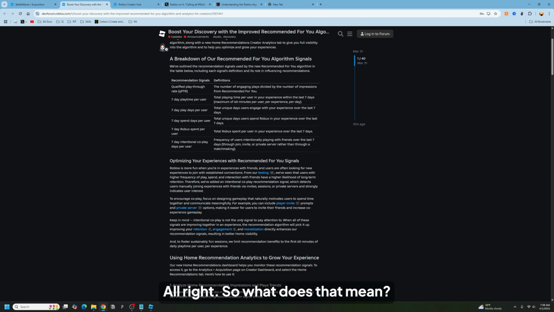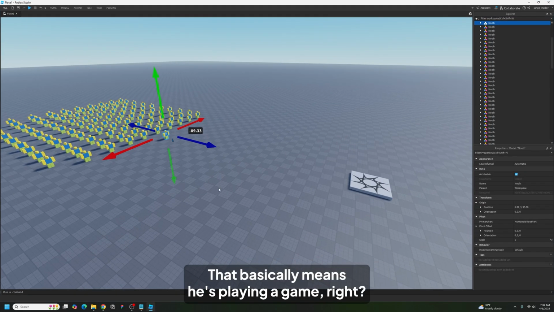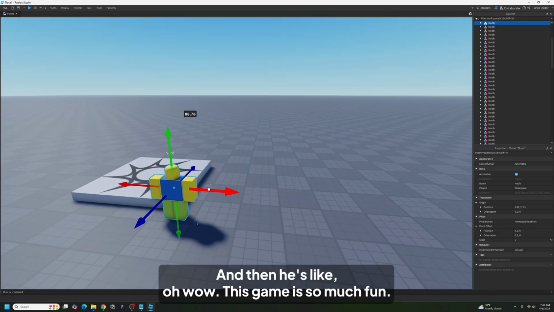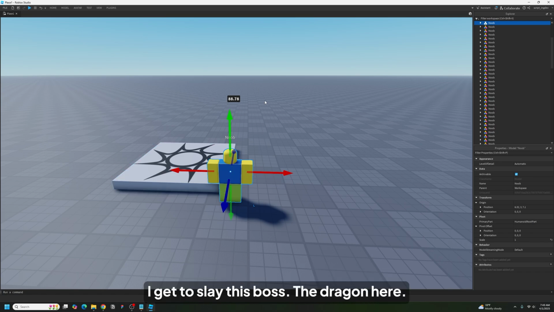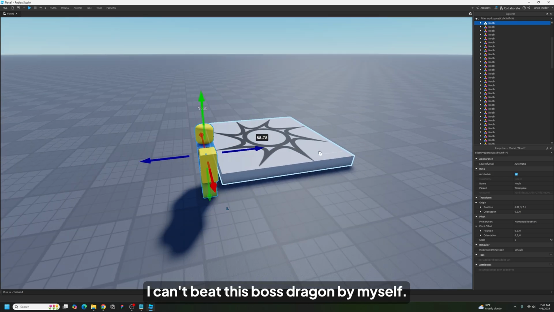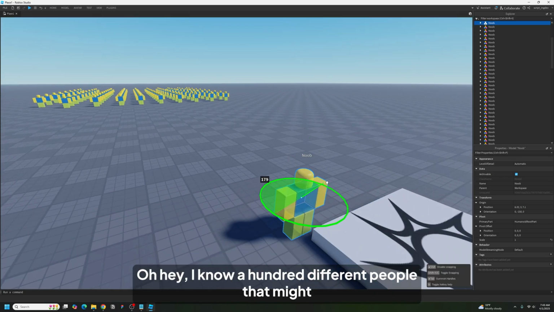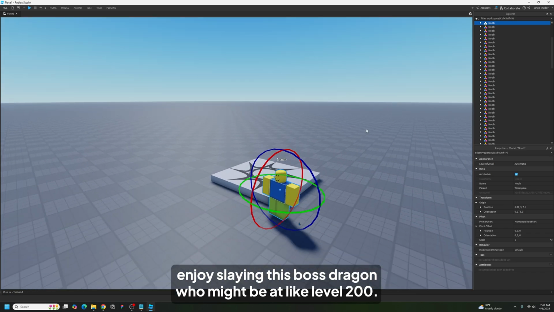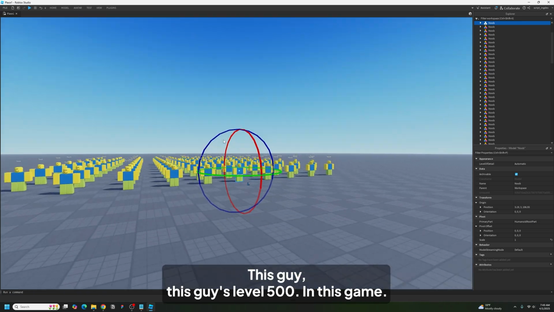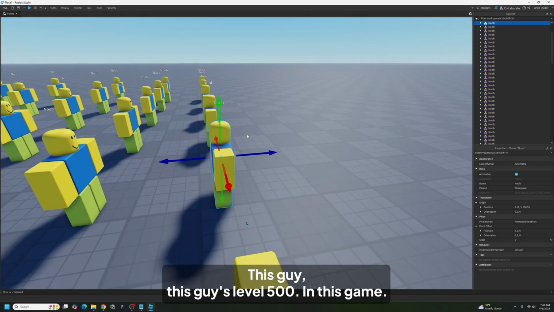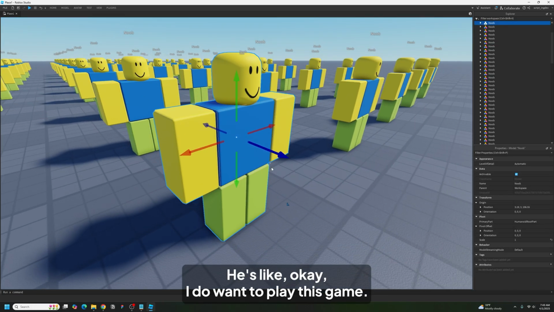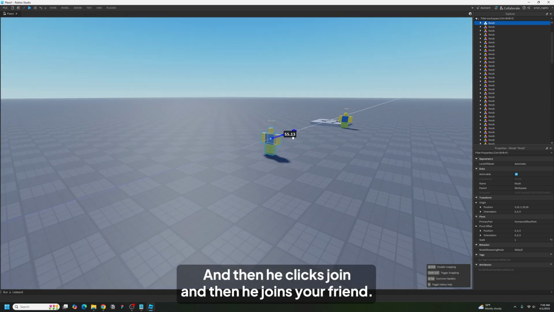All right, so what does that mean? That basically means this guy's playing your game, and then he's like, oh, wow, this game is so much fun. This game has PvP. I get to slay this boss dragon here. Except I'm very weak. I can't beat this boss dragon by myself. Oh, hey, I know 100 different people that might enjoy slaying this boss dragon, who might be at like level 200. Well, look, my friend right here, this guy's level 500 in this game. Okay, I'm gonna invite him to play with me. Okay, bro, do you want to play this game? He's like, okay, I do want to play this game. And then he clicks join, and then he joins your friend.